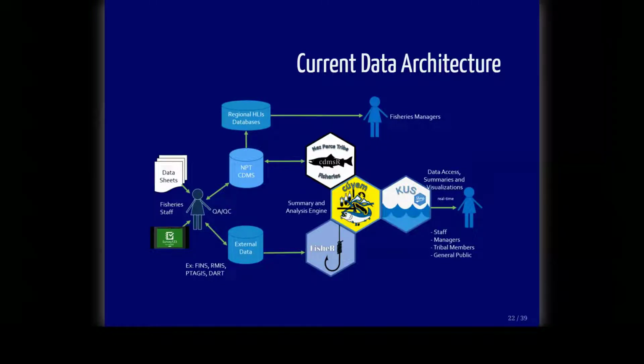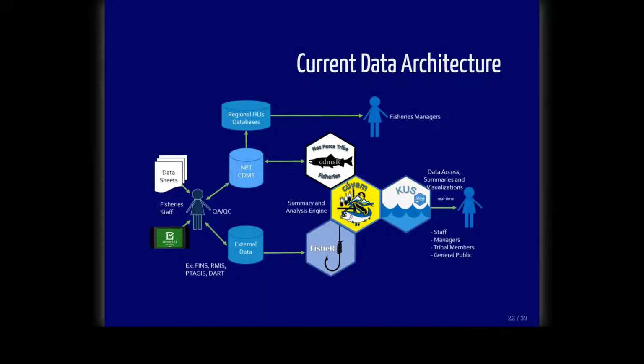And today the system looks like this, so it's a little more involved. Our staff collect data either on paper data sheets or using electronic tablets. That data moves into our internal database, which is called CDMS, or Centralized Data Management System. Sometimes the data goes to an external repository like FINS or ARMIS or Patagas. And we have built four different R packages to actually process this information.